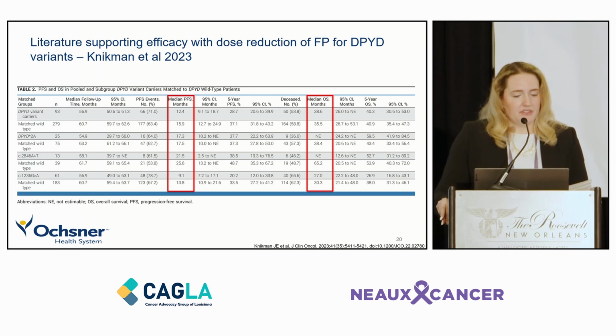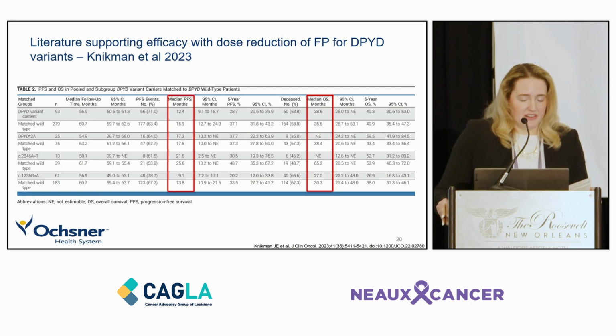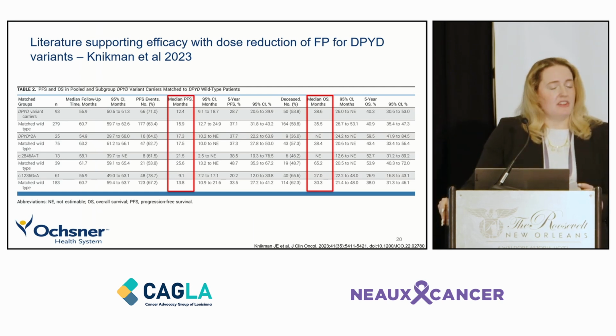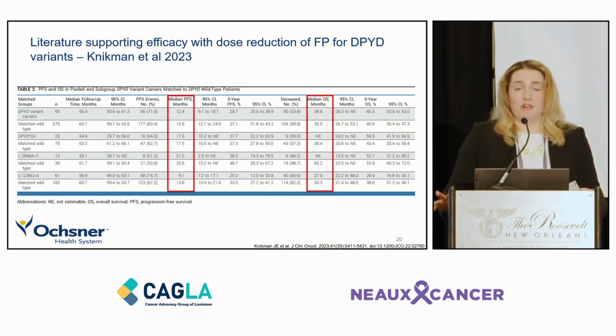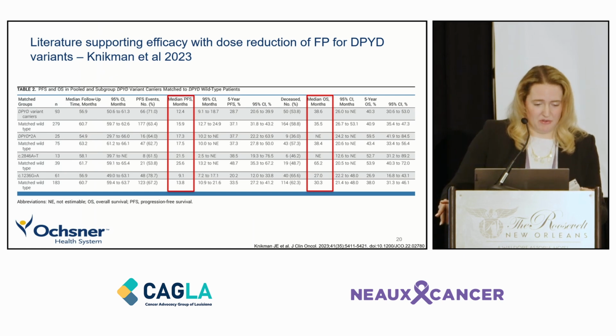And when I first look at the results of this, the first thing I take a look at is overall, what was the impact on overall survival and progression-free survival? So we can see here the difference in medians of months. There is some slight difference, but it was not found to be statistically significant overall for all of our DPD variants that we tested for.